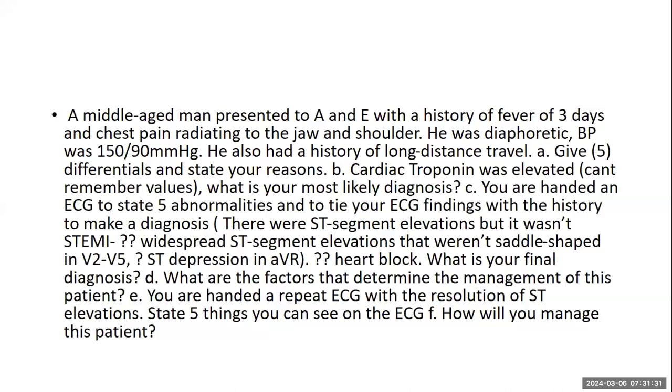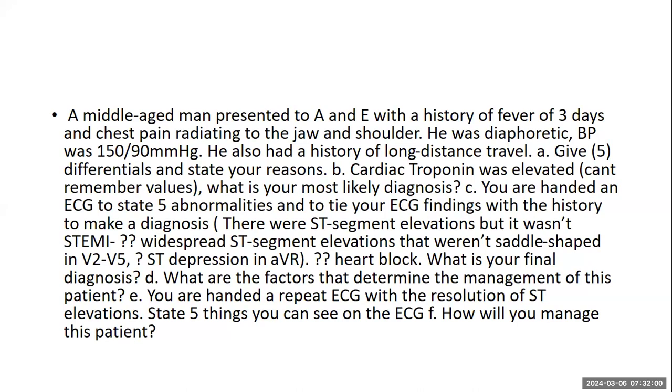The question reads: a middle-aged man presented to A&E with a history of fever of 3 days, and chest pain radiating to the jaw and shoulder. He was diaphoretic. Blood pressure was 150 over 90. He also had a history of long distance travel. A, give five differentials and state your reasons. B, cardiac troponin was elevated, count normal values. What is your most likely diagnosis?